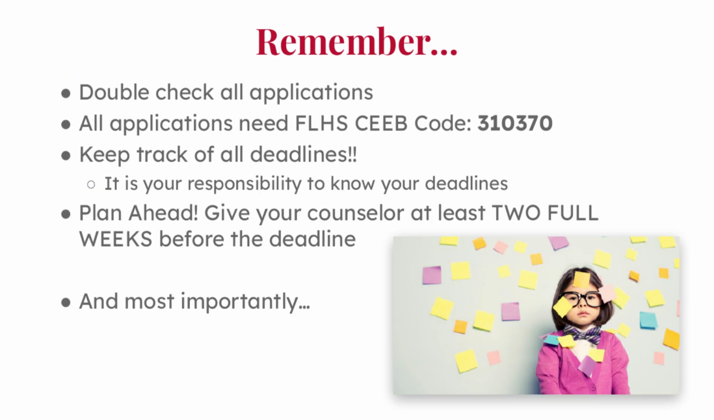Okay, just a reminder, as you're working through this, make sure your children double check all of their applications. Our CEEB code, which they will ask for, is on the slide here, 310370. As we said at the beginning, keep track of all your deadlines. Typically, whatever the first deadline is, that's when we encourage students to have everything in. So if your child has a November 1st deadline, we're just going to get everything sent out by October 15th for all the schools in one fell swoop so that everything is just done and in.